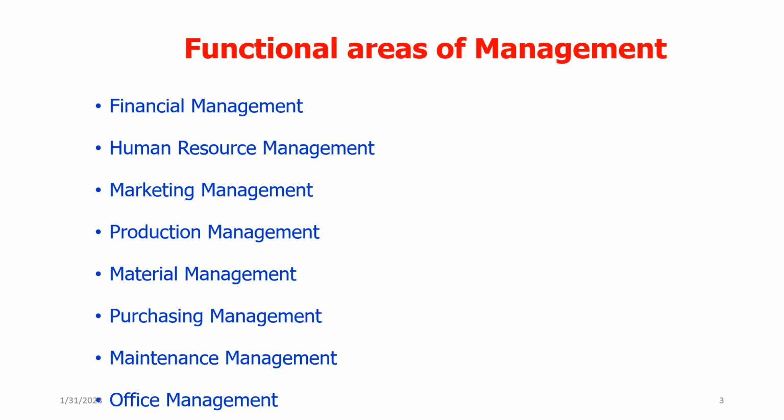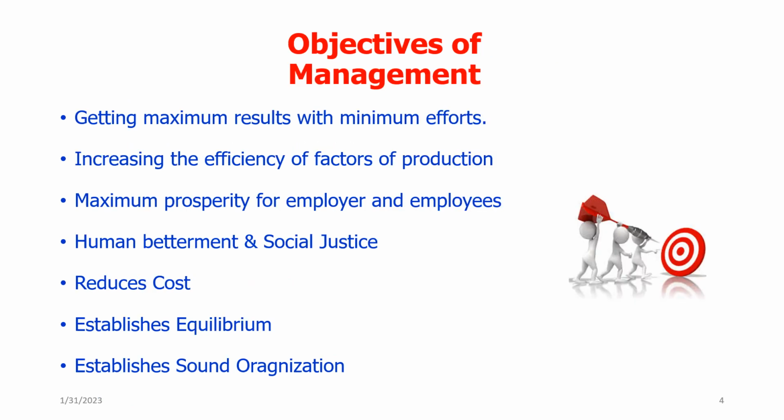Maintenance, many maintenance types are there. There is a separate department for big industries, large scale industries, medium scale industries. We need a separate maintenance management. Office management, as usual, without office administration, we could not run the organization. For any organization, whether it is a business or hospital or educational institution, or whatever the government, whatever it may be, we need office management. So these are some functional areas of management.